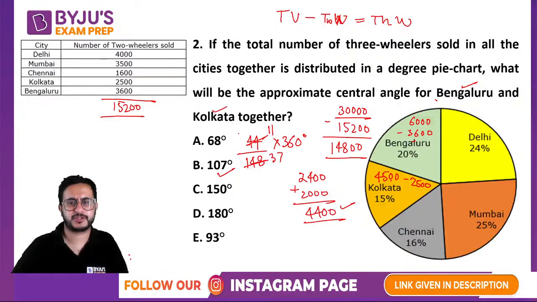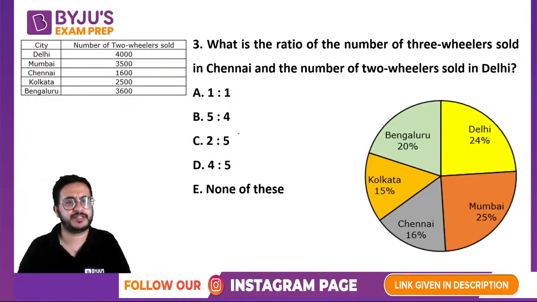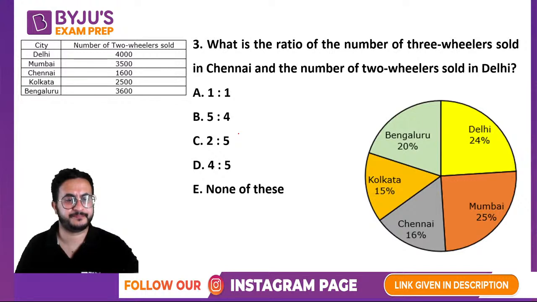Okay, so let's see the next one. What is the ratio of the number of three-wheelers sold in Chennai and the number of two-wheelers sold in Delhi? Again, that's a simpler one. The previous one was slightly difficult, but if you did it the right way, maybe you could have done it in much lesser time. So this is a simple one. You just have to find three-wheelers in Chennai because two-wheelers in Delhi would be readily available.